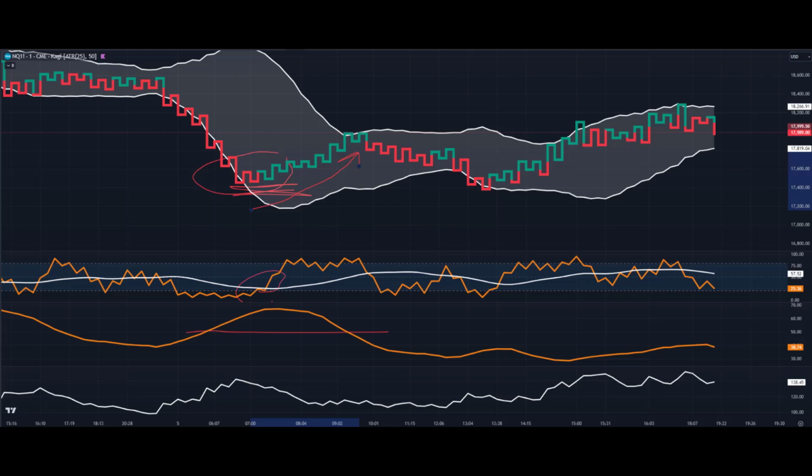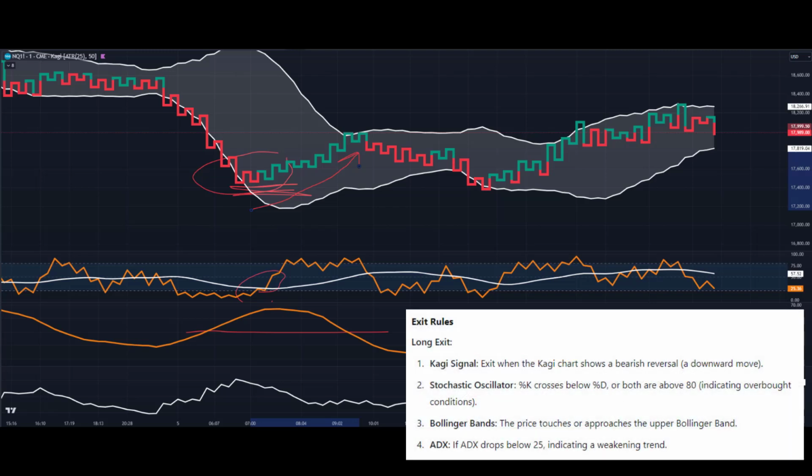How do we get out of the trade on the long side? Well, we've got a few choices. We can do it when the stochastic crosses back over. We can do it if the price touches the other side of the Bollinger Band, or if the ADX starts to drop below the 25 level. So they're the three exit points of the trade.